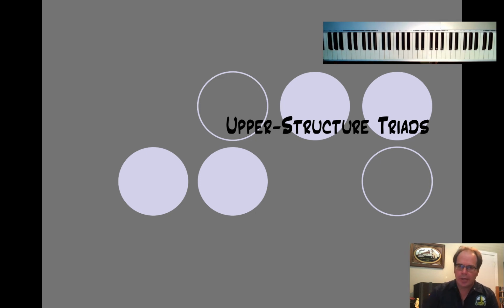Hi everyone. So today we're going to talk about upper structure triads, and this is going to be good not only for the improv class but for the arranging 2 class, because we're about to talk about that as far as a voicing technique for the trumpet section. So we're getting 2 for 1 here with this video. Going to be pretty cool.